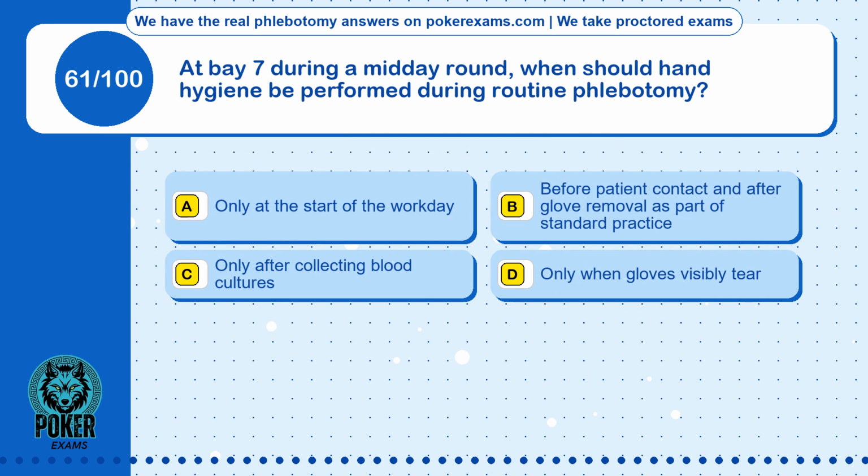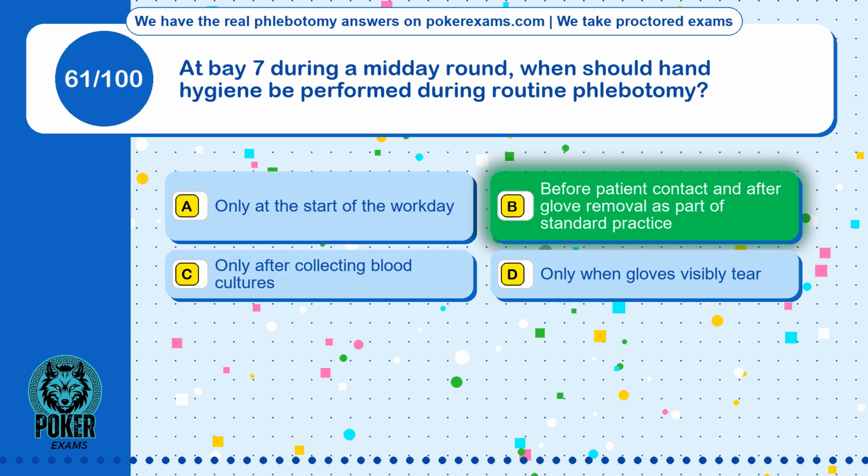Question 61. At Bay 7 during a midday round, when should hand hygiene be performed during routine phlebotomy? Option A. Only at the start of the workday. Option B. Before patient contact and after glove removal as part of standard practice. Option C. Only after collecting blood cultures. Option D. Only when gloves visibly tear.